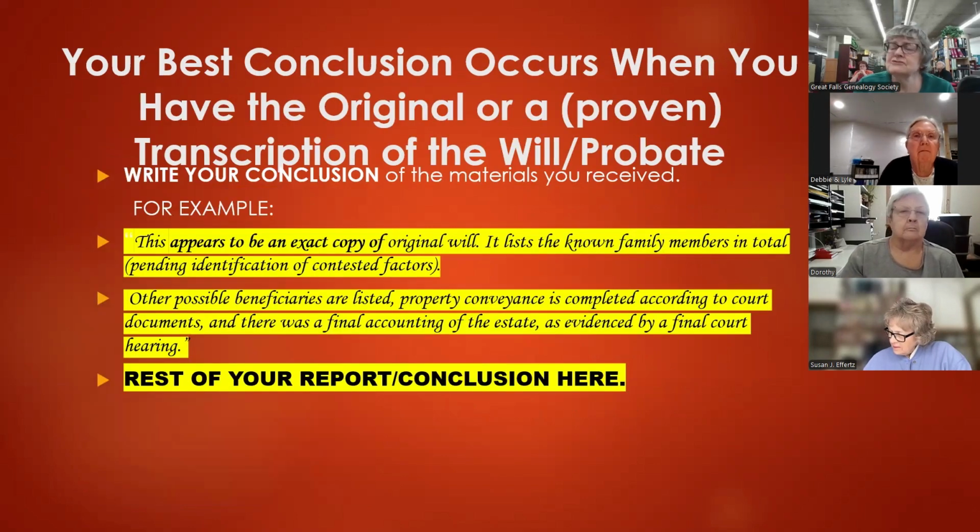So your best conclusion for any of this occurs when you have the original or a proven transcription of the will or probate, and you write your own conclusion of the materials you received. I'm just going to tell you how I start mine. This appears to be an exact copy of the original will, if you have a will in front of you. It lists the known family members in total, pending identification of contested factors. And mine will always say at the end, there were no contested factors. I've never had one that went through a contest. So I haven't had that fun yet.